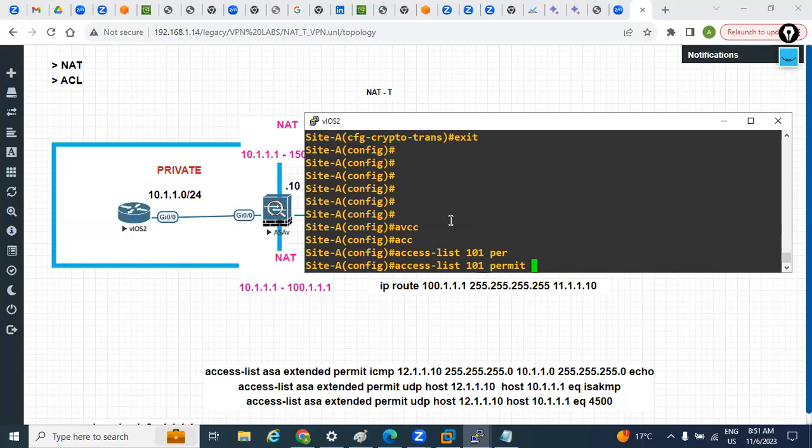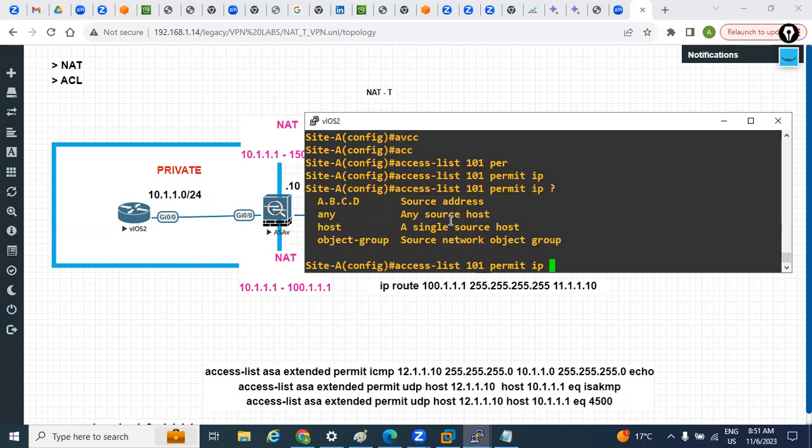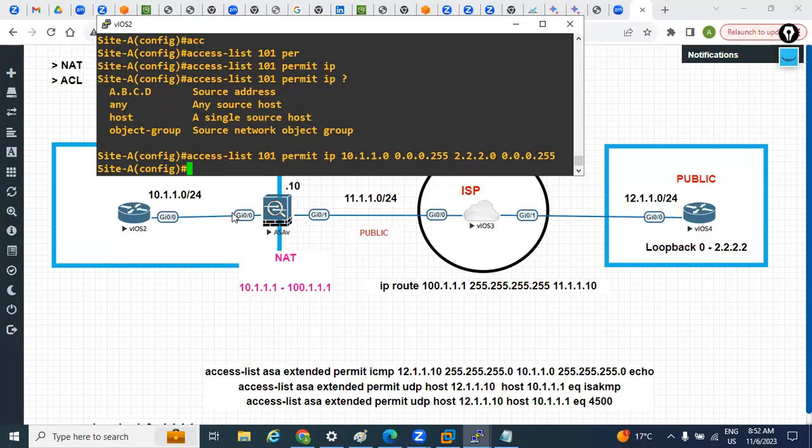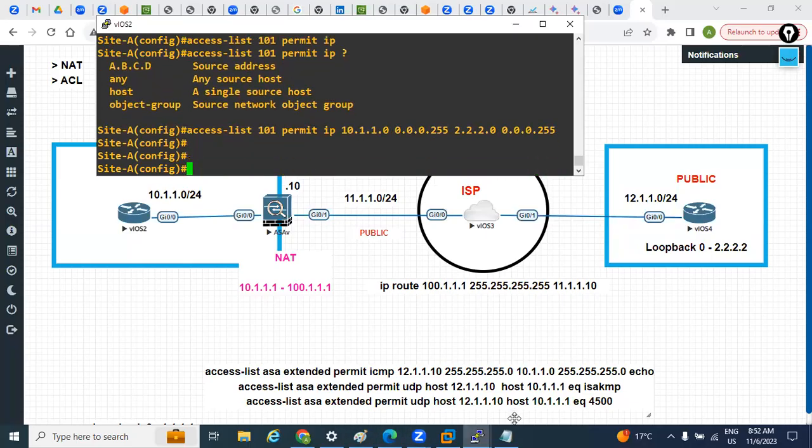Access list 101 permit ip. Okay, so who's the source? Which traffic do I want to allow here? Okay, ip from 10.1.1.0 with wildcard mask and then 2.2.2.0 with wildcard mask. So this is the access list.